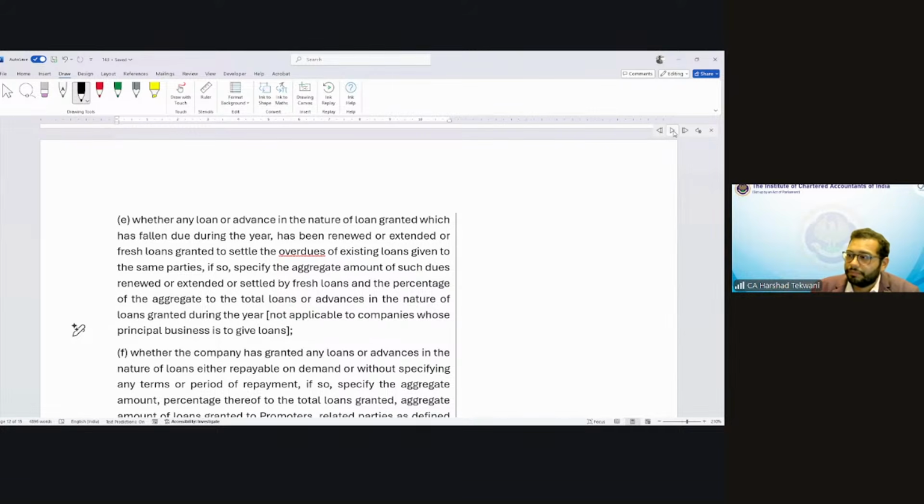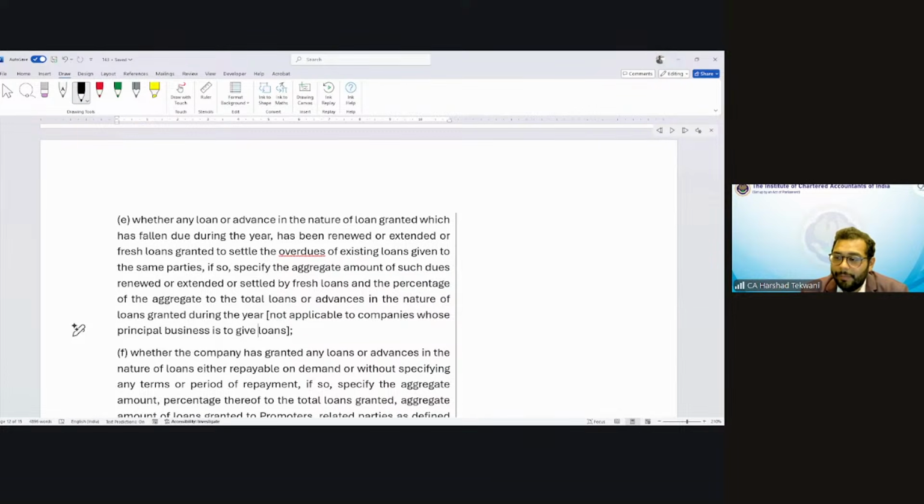What it means? Restructuring. Okay. Yeah, the company has already given the loan. The loan is outstanding. The person is not able to repay. Now again, along with the interest and outstanding, the company is giving a fresh loan. They are closing the old loan.